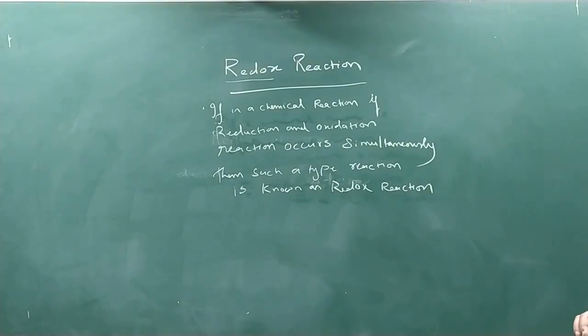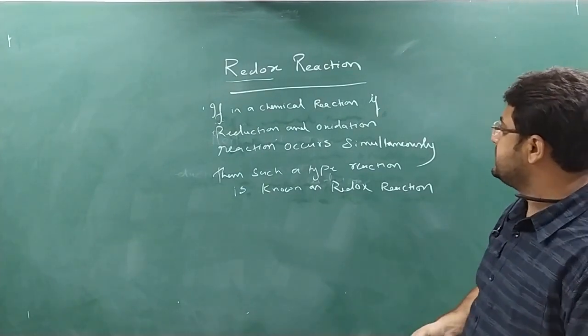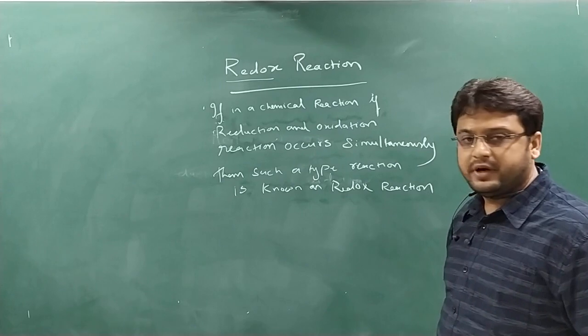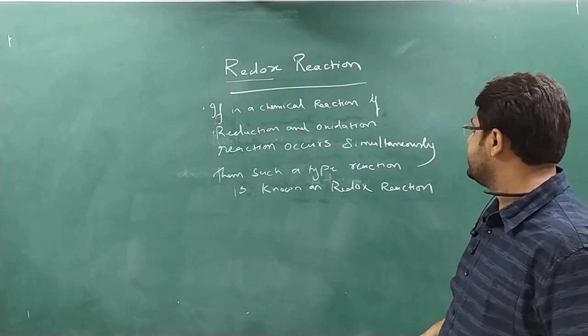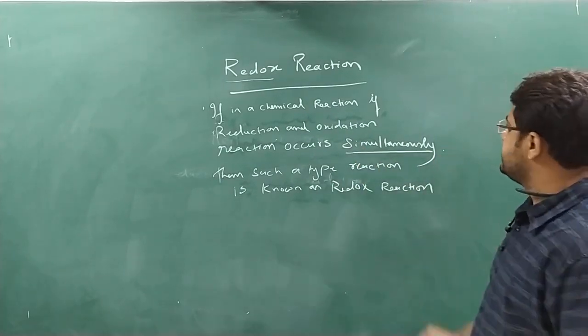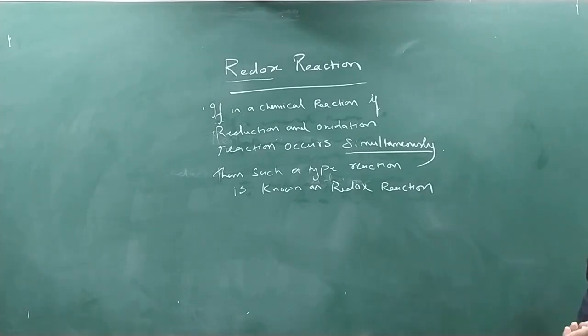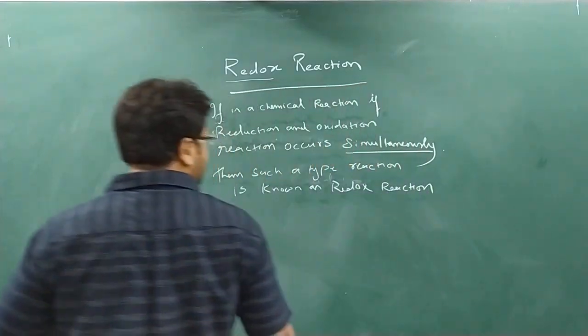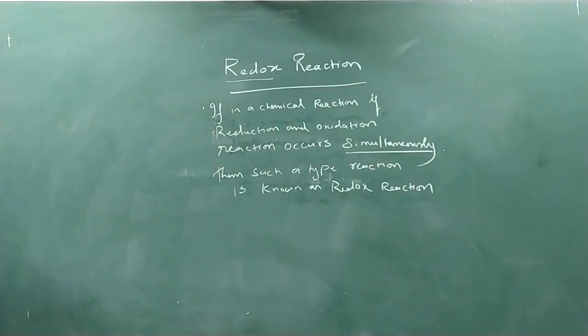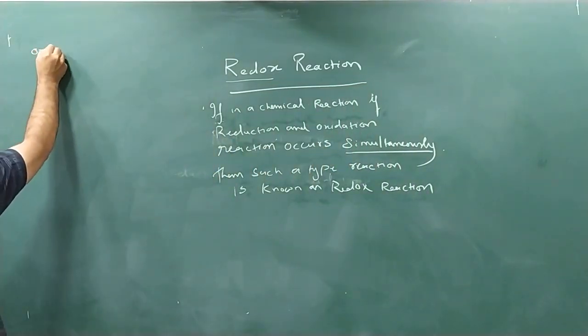So now we are going to study reduction and oxidation individually in detail. The meaning here is, if in a chemical reaction, reduction and oxidation occur simultaneously, that is, if reduction is occurring, then oxidation should also occur. These two processes should occur simultaneously. Then such a type of reaction is known as a redox reaction. Now we are going to discuss oxidation in detail.